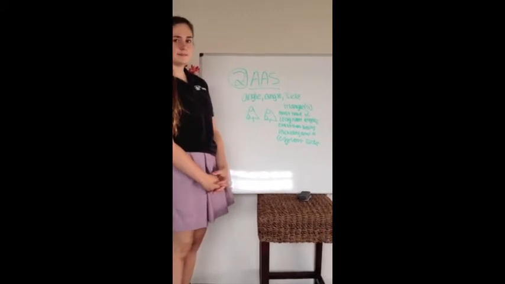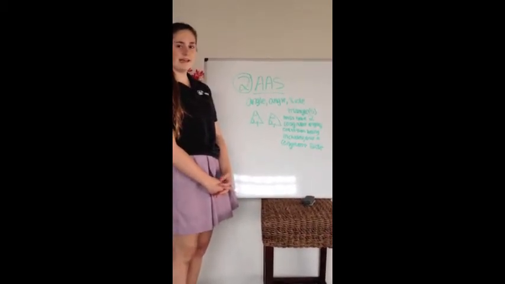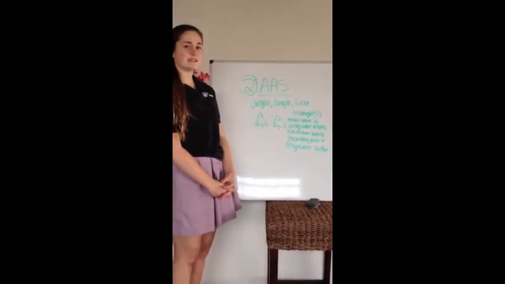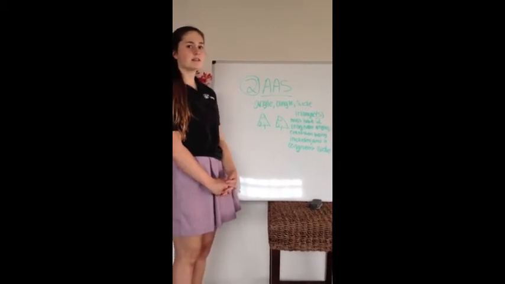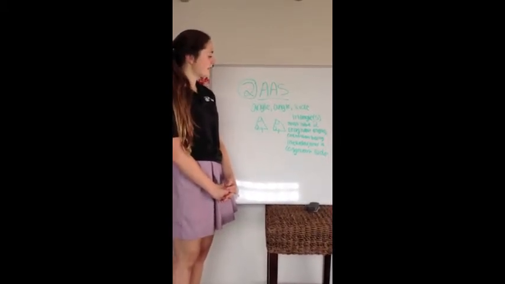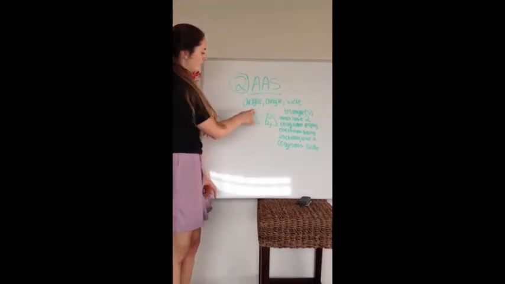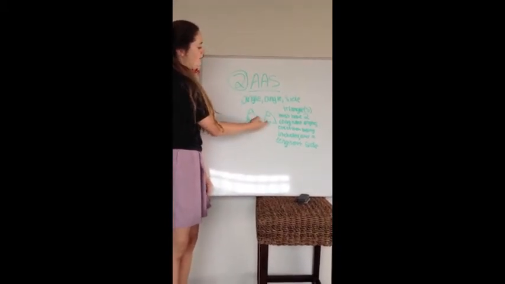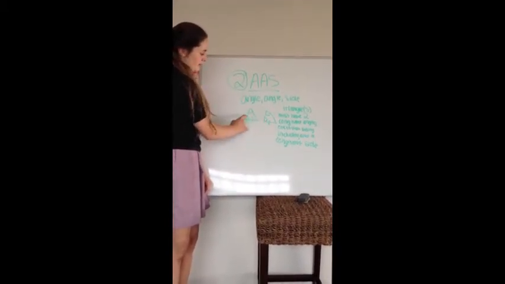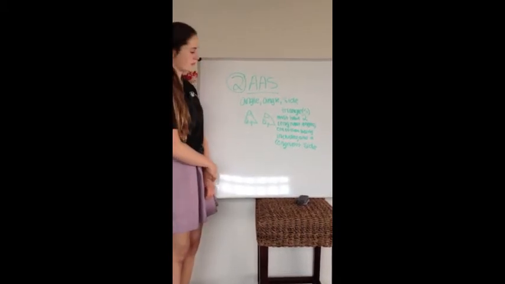The answer to problem 2 is the definition of AAS, and that stands for angle, angle, side. The definition is that triangles must have two congruent angles, one of them being included, so right here and right here, and a congruent side.